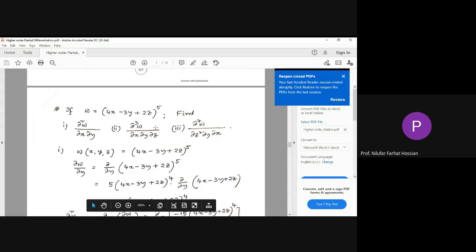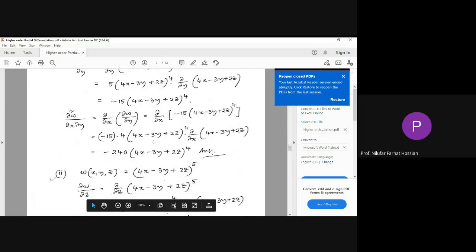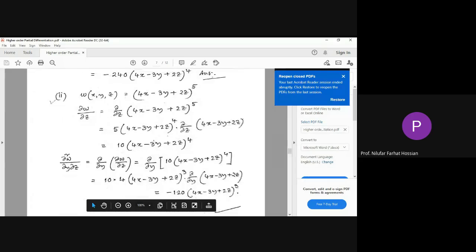Remember, if the notation is in the del form, then you have to start from the right to the left. So at first with respect to z, then with respect to y, then with respect to x. So at first, del z of this whole thing.